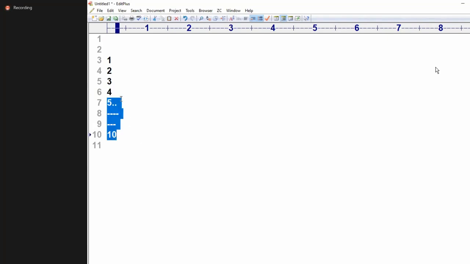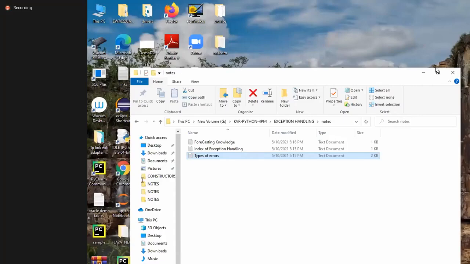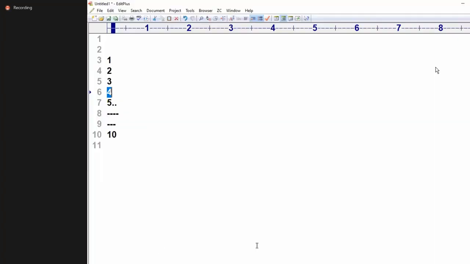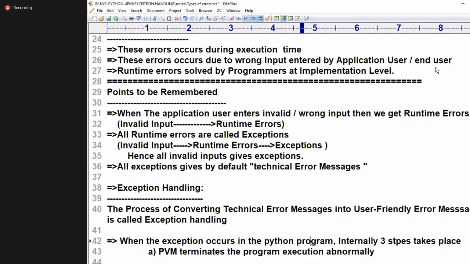So I am trying to tell one important point. When an exception occurs in a Python program, 3 steps take place, because this is a critical point in today's class. A: PVM terminates the program execution abnormally. Abnormally means what? In the middle of the execution, it comes out of it in the middle of the execution. It is known as what? Abnormal termination. PVM terminates the program execution abnormally.